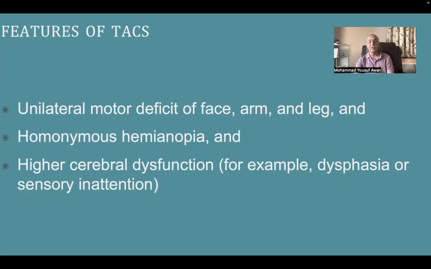Higher cerebral dysfunction, for example, dysphasia or sensory inattention, and urinary incontinence, these are the features of total anterior circulation syndrome.